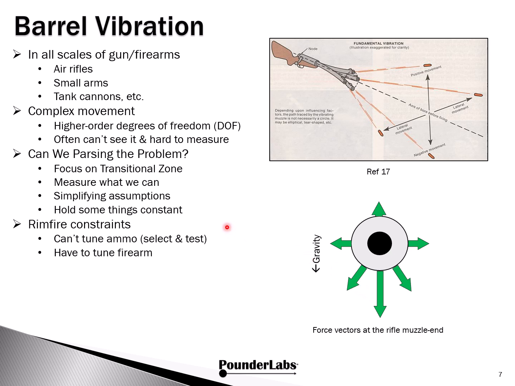Now the reason we're focusing on rimfire is, unlike centerfire, where you can load ammo and do some tuning there, you really can't do that with rimfire. So you need to select and test, and if you're going to do anything, you need to tune the firearm. So it's a different problem, but a lot of the things we're going to discuss here are also applicable to centerfire.